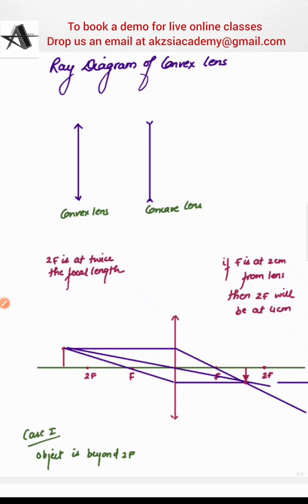If you talk about the nature of this image, you can clearly see it's inverted, because the object was upright and the image is inverted. Apart from being inverted, it's diminished, it's smaller in size. If you compare them, it's smaller in size. And what kind of image is it? Because it's formed by the actual meeting of light rays, this is your real image. So how can you describe this? First, I need to write down the 3 steps that you have to follow while drawing a ray diagram.